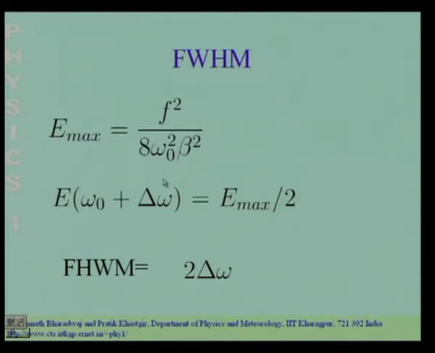Now, the question is, how much do you have to shift from the maxima? We are going to shift from the maxima by an amount delta omega, and the question is how much should delta omega be so that the energy at omega naught plus delta omega falls to half the maximum energy. So, we want to shift from the maximum value of the angular frequency by an amount delta omega so that the energy falls to half the maximum energy.